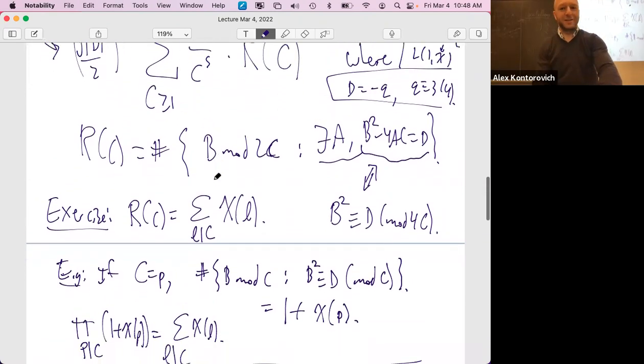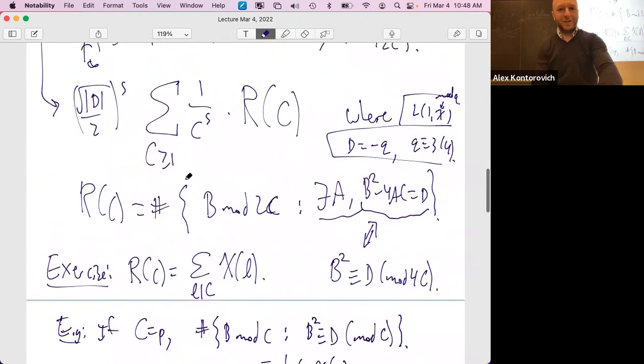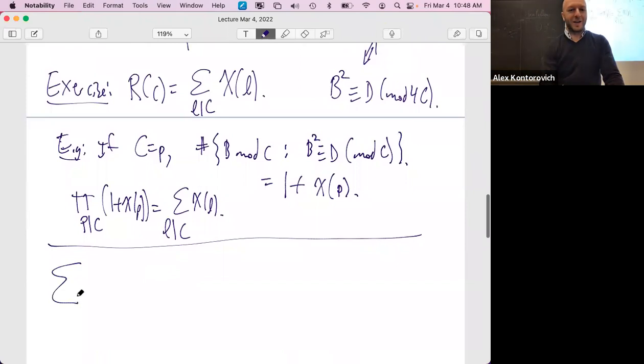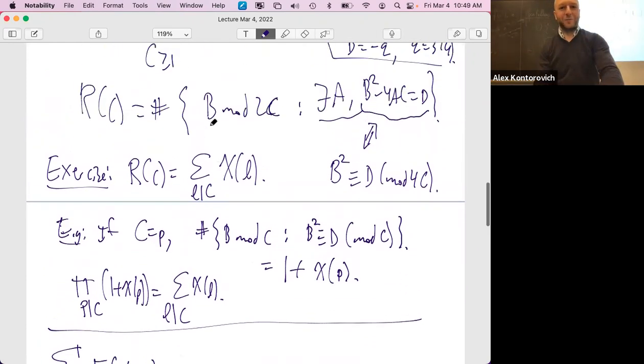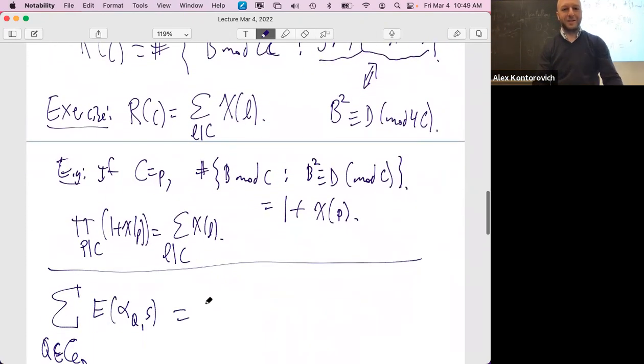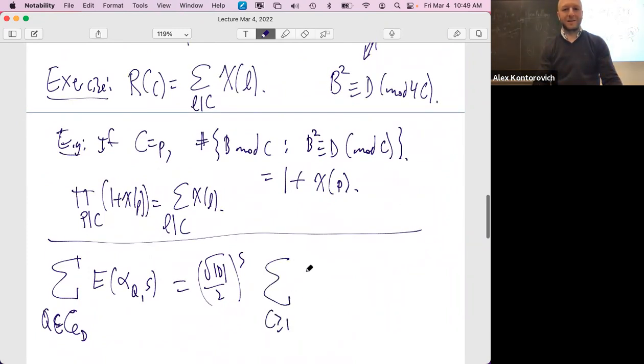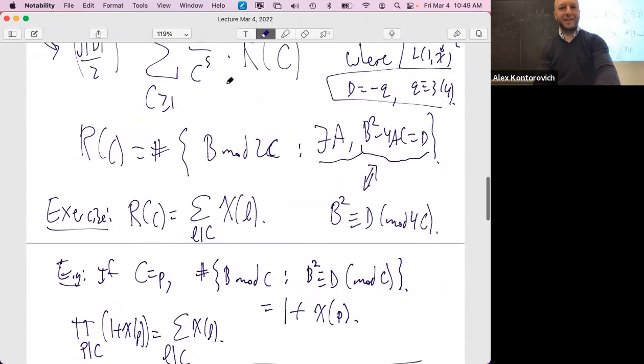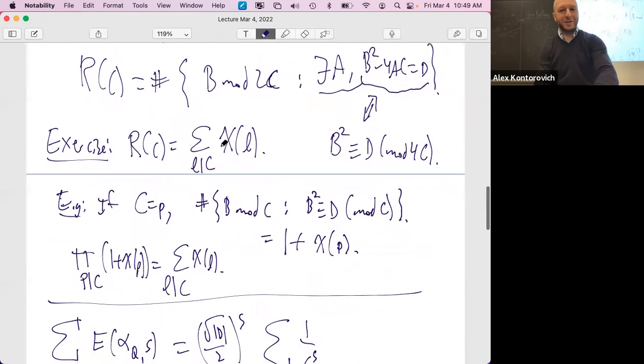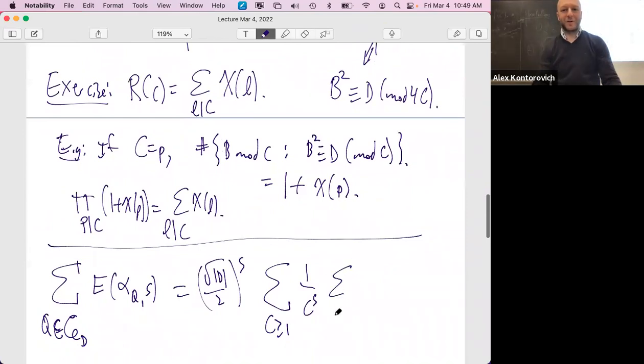Okay, so we're almost there. What have we got? We've got the sum over forms in the class group of alpha q of s on one hand. On the other hand, we have root d over 2 to the s, a sum over c of 1 over c to the s, and then however many representations there are. But we know how many representations there are: the number of representations is a sum over l dividing c of chi of l.